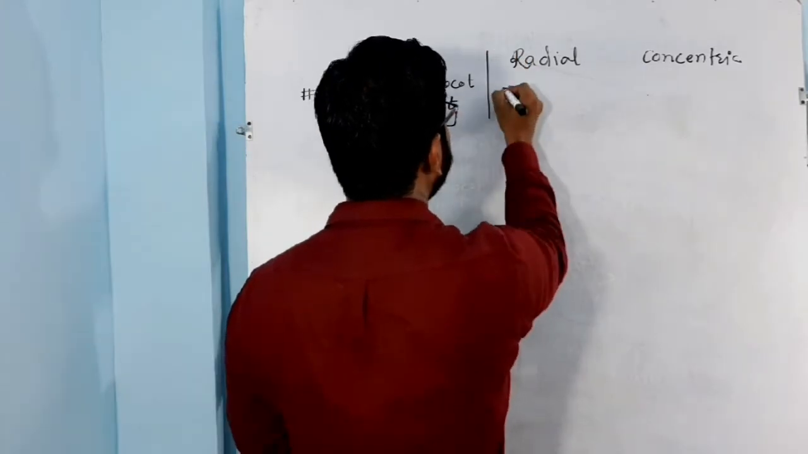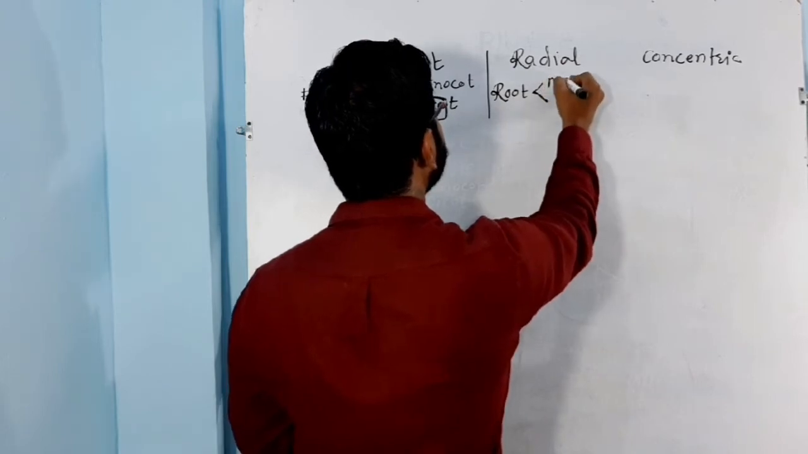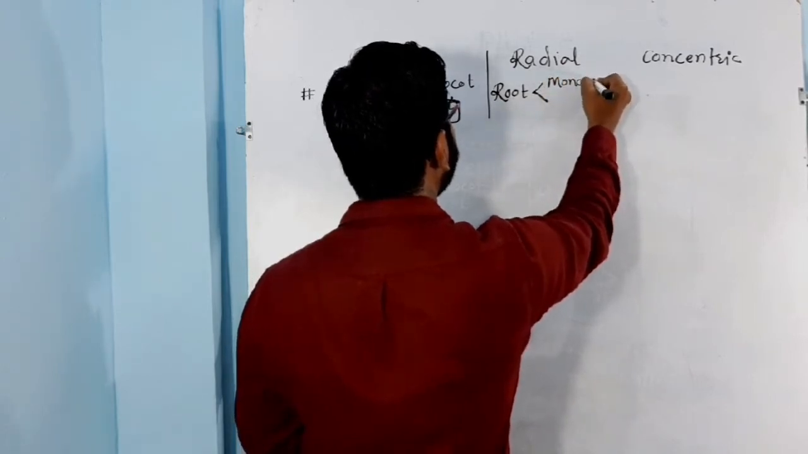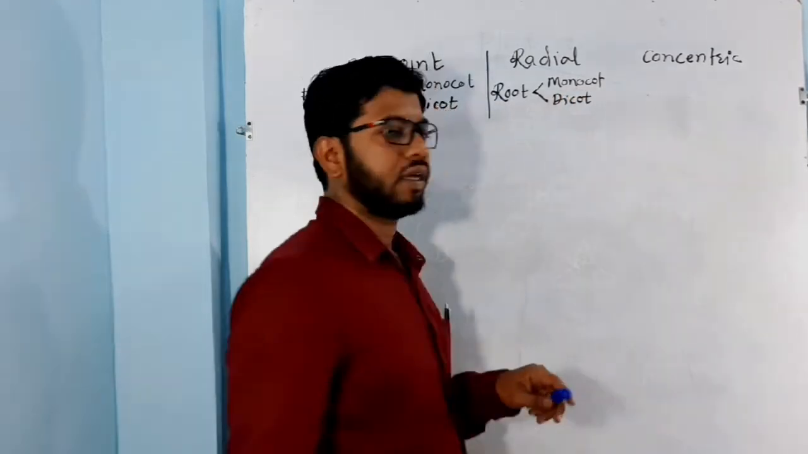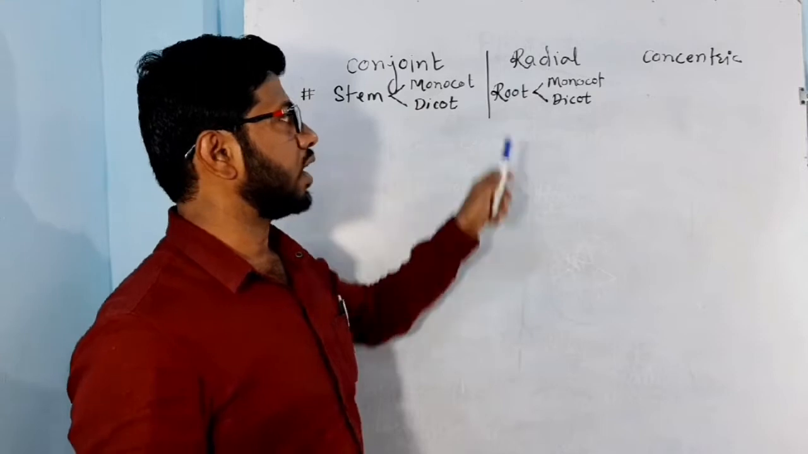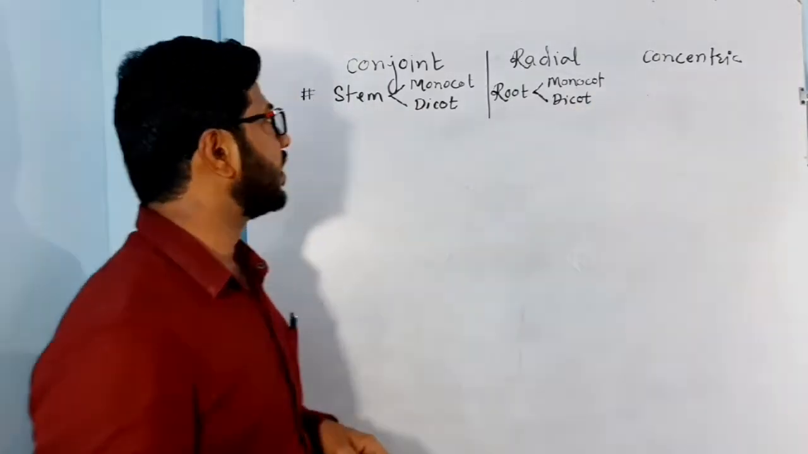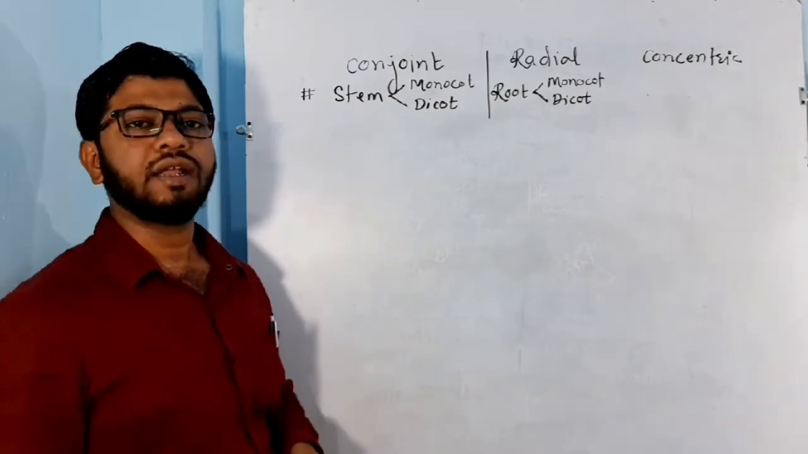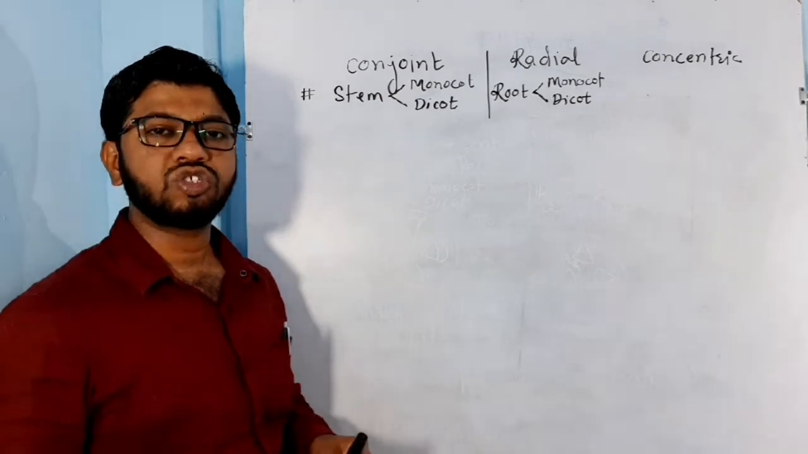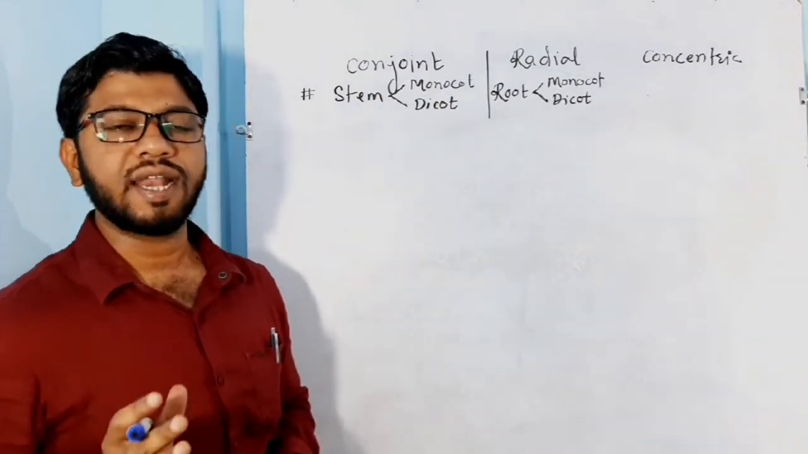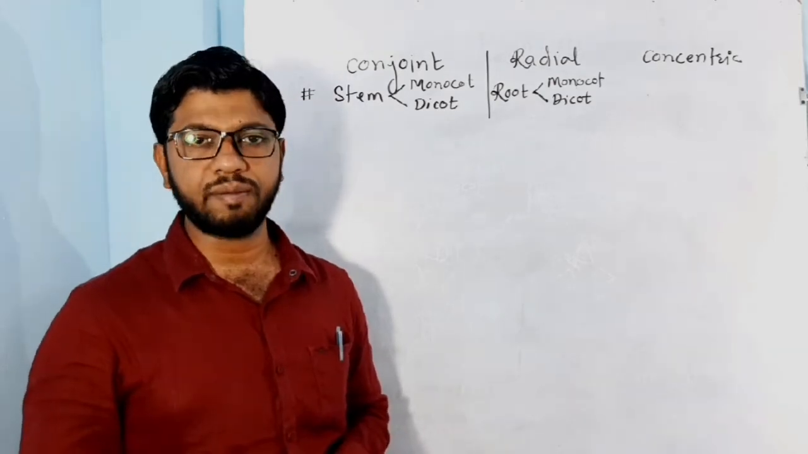Radial vascular bundle are the characteristics of root. In both cases, root of monocot plant as well as root of dicot plant contain the radial vascular bundle, and concentric again has different types. Now we are dealing with these vascular bundles one by one. So first type is conjoint. In conjoint vascular bundle, xylem and phloem both are present on the same diameter.